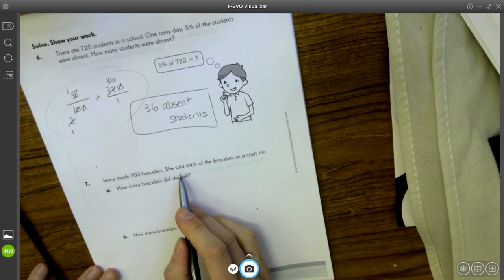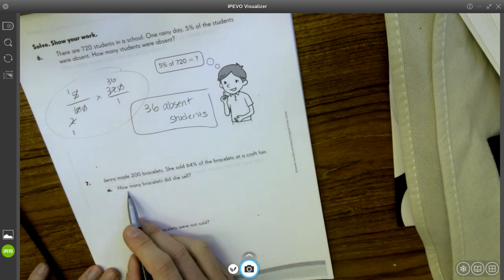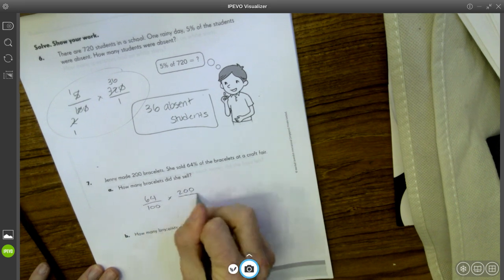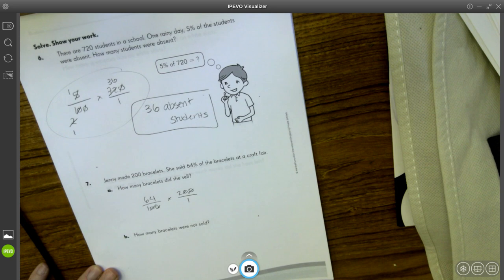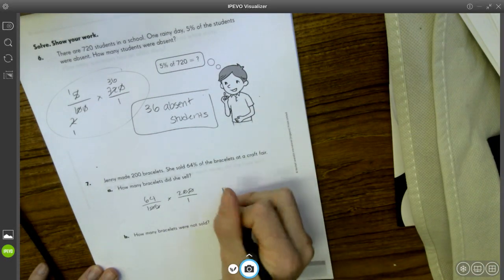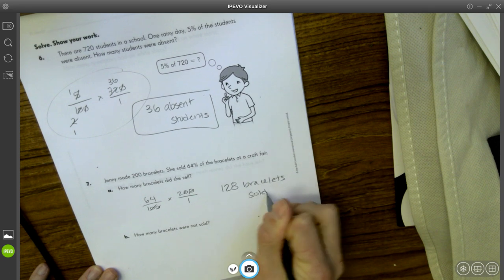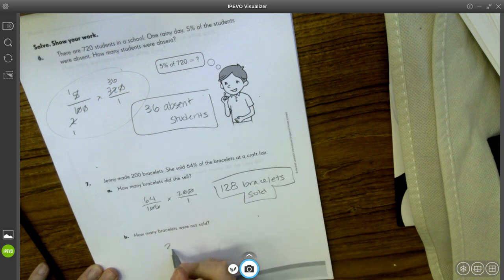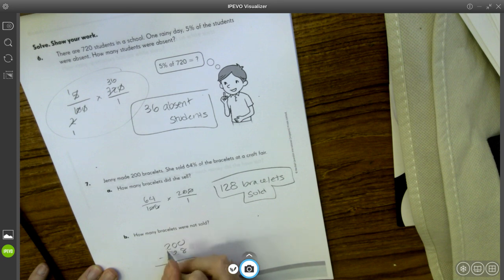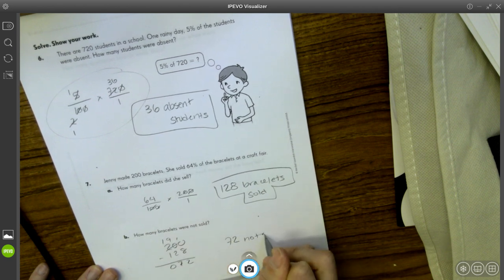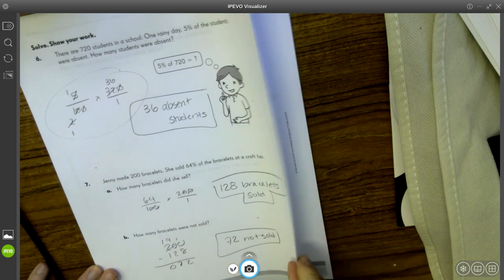All right, Jenny made 200 bracelets. She sold 64% of bracelets at the craft fair. How many bracelets did she sell? 64% of 200 divided by 100 divided by 100. 64 times 2 is 128 bracelets sold. How many were not sold? Well, 200 minus 128 is 72. Probably could have done that in my head, but there we go.